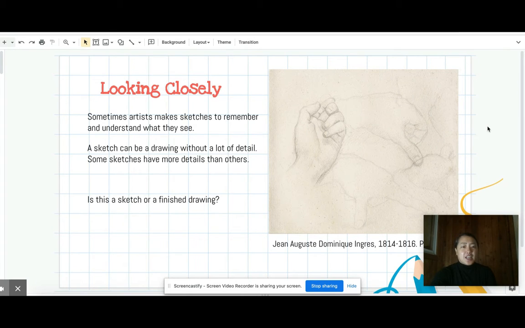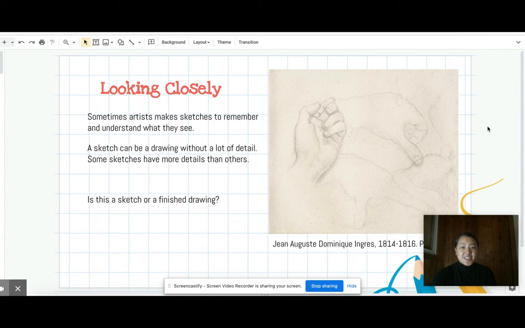Sometimes artists make sketches to remember and understand what they see. A sketch can be a drawing without a lot of detail. Some sketches have more details than others. Is this a sketch or a finished drawing? What do you think? You're right if you said that it was a sketch.